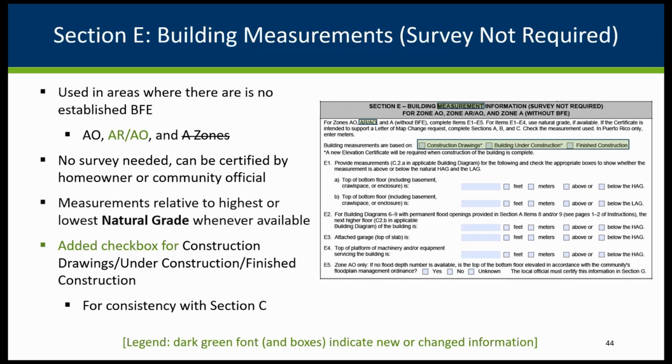So you can use hand tools, a tape measure or a ruler to take the measurements. In this particular case, everything's going to be relative. You're taking measurements of the floor relative to the highest adjacent grade or the lowest adjacent grade. So you can see for E1, that's the top of the bottom floor. Am I above or below the highest adjacent grade by how many feet? Similar for the next higher floor under section E2, how many feet am I above or below the highest adjacent grade? So it's just taking those relative measurements. Measurements must be relative to natural grade.